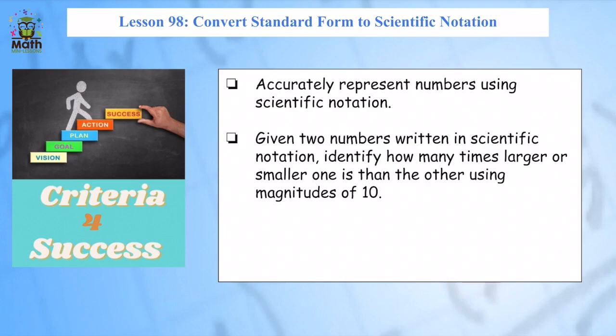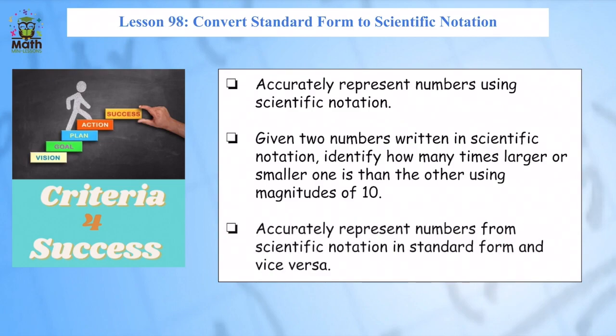The other one is using magnitudes of 10. In other words, using those exponents, I can tell how much bigger or smaller, how many times bigger or smaller the one expression is versus the other. And finally, I can accurately represent numbers from scientific notation in standard form and vice versa. So I want to be able to fluently move back and forth.